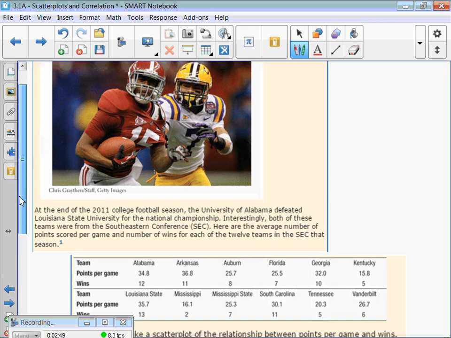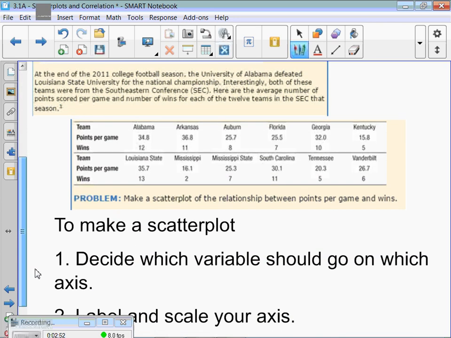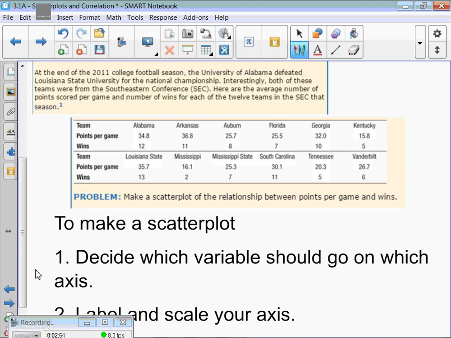So, a little football problem. At the end of the 2011 college football season, the University of Alabama defeated Louisiana State University for the national championship. Interestingly, both of these teams were from the Southeastern Conference. Here are the average number of points scored per game and the number of wins for each of the 12 teams in the SEC that season. All right, so we have the points that they scored per game and the wins. We are going to make a scatter plot.